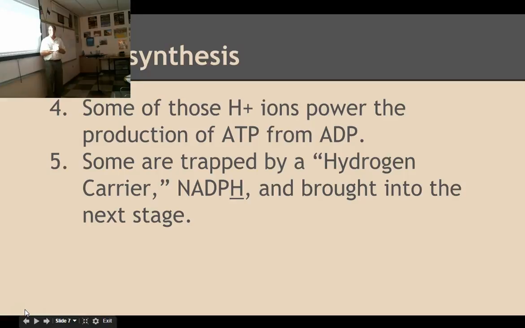Okay? It's like a taxi cab with a hydrogen passenger, and an ATP is like a full battery, and an ADP is like a partially dead battery. Okay? So what we're doing with hydrogen is we're charging some dead batteries, and we're putting some passengers in taxi cabs. And we're going to carry these things over to the next stage.